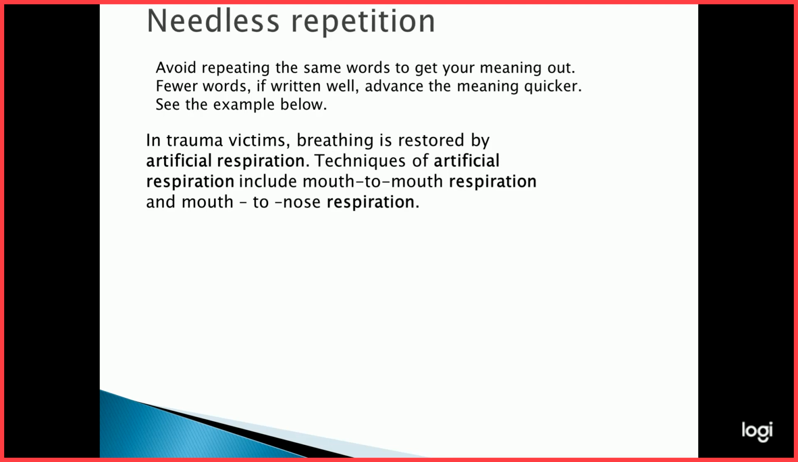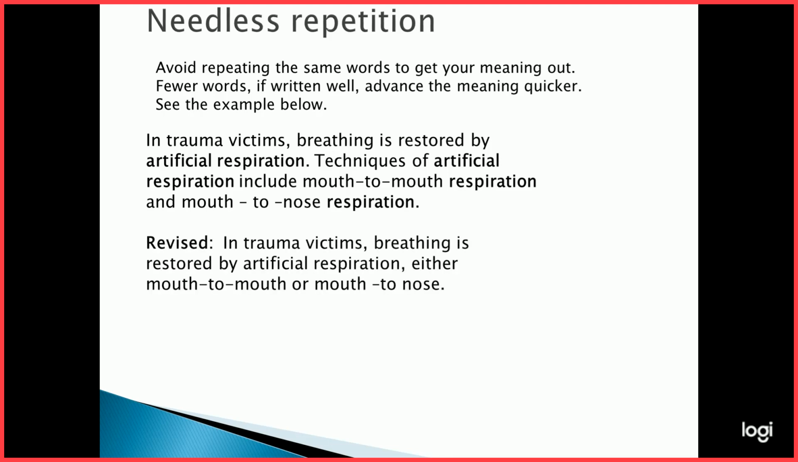That is an exhausting sentence to get the meaning out of. Look, how many times did you say respiration? Four times in two sentences. Artificial, you said twice. So observe a cleaned up sentence underneath. In trauma victims, breathing is restored by artificial respiration, either mouth-to-mouth or mouth-to-nose. You only said artificial respiration once. Look how much leaner it is. It gets the meaning out quickly without having to work so hard, or waste space for that matter.